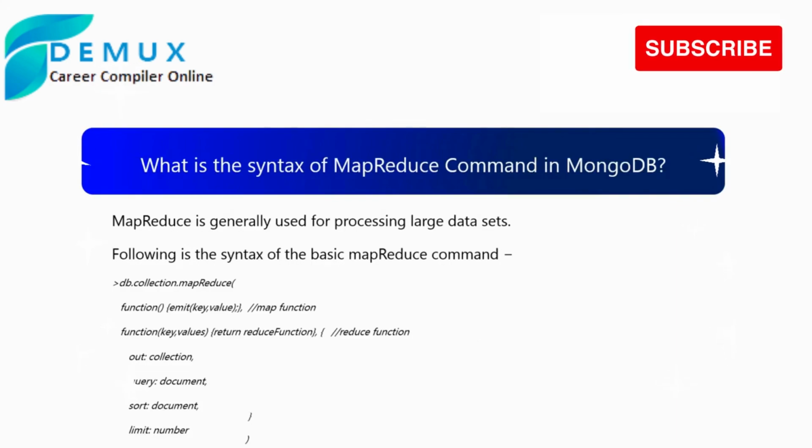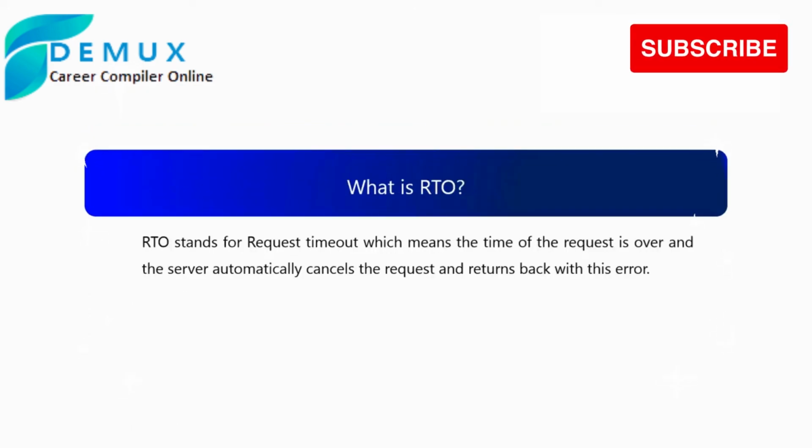What is the syntax of the MapReduce command in MongoDB? MapReduce is generally used for processing large data sets. Following is the syntax of the basic MapReduce command. What is RTO? RTO stands for request timeout, which means the time of the request is over and the server automatically cancels the request and returns back with this error.